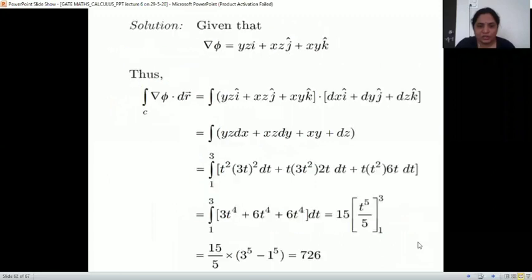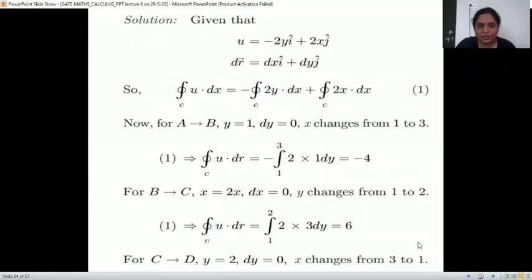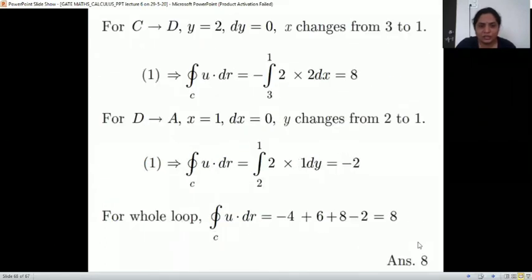Okay, the same question is there. I'll send you the PPT. The same question is there. The next one is also a similar one. This is a line integral.